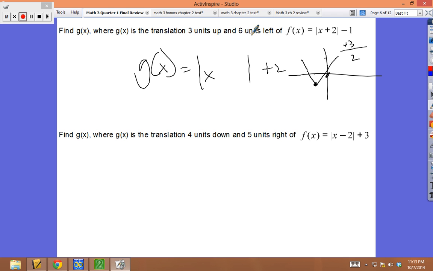Okay, now 6 units left. I already went 2 units left. So I want to keep going left, 1, 2, 3, 4, 5, 6. 6 more beyond that is going to be 8.